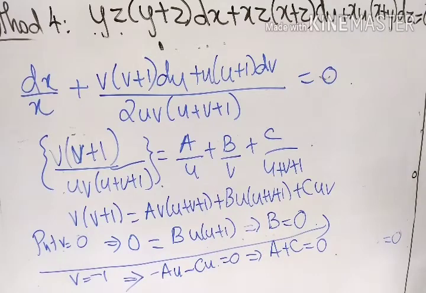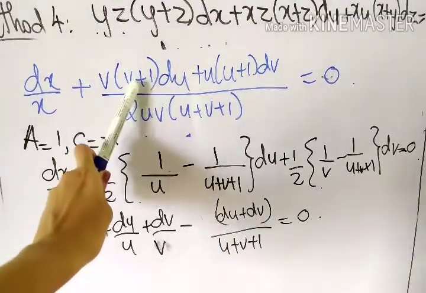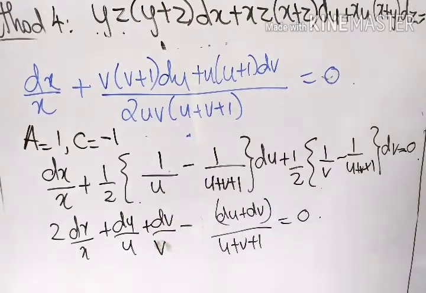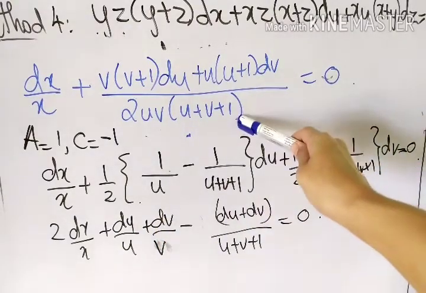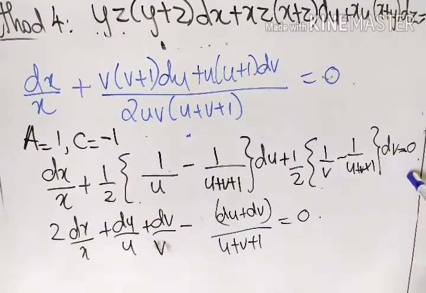Now let's try and put v is equal to 1 and see what equations we will get for a and c, and from there we can solve for a and c. Now we will get a is equal to 1 and c is equal to minus 1. So substituting here, this first fraction will become 1 by u minus 1 by u plus v plus 1 du plus 1 by 2. Similarly, you can do this portion also. There also you will get 1 by v minus 1 by u plus v plus 1 into dv is equal to 0. I am multiplying this 2 over here, cross multiplying and removing the 2 from there.